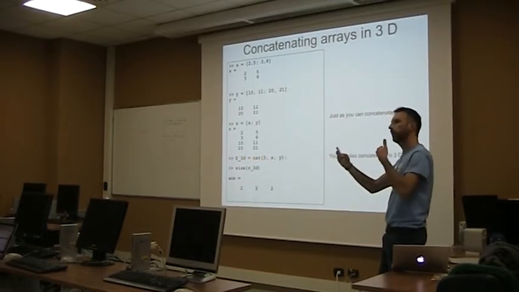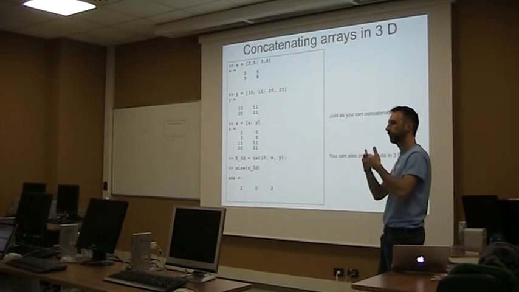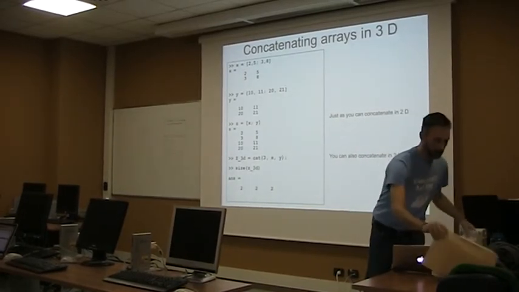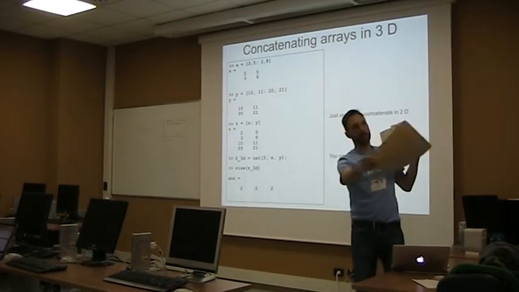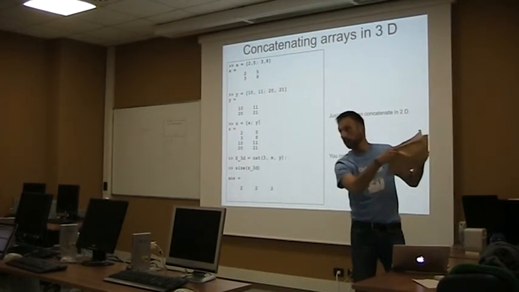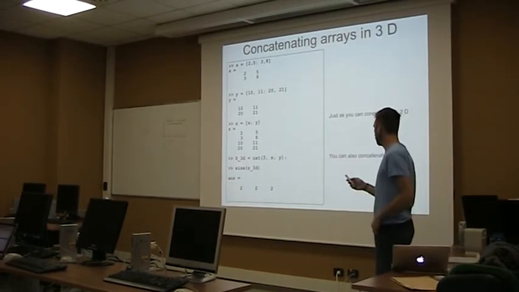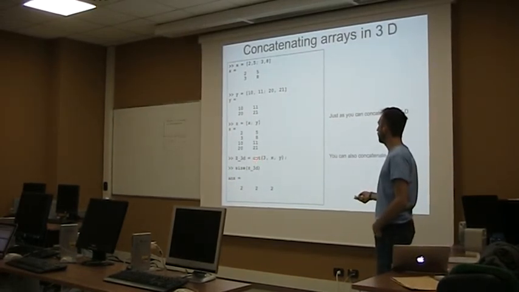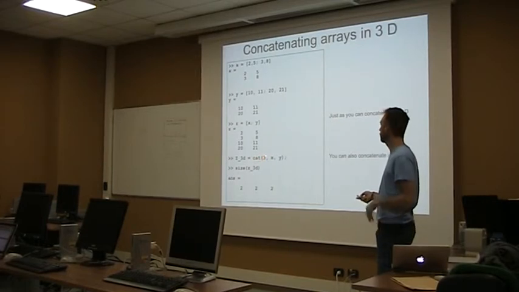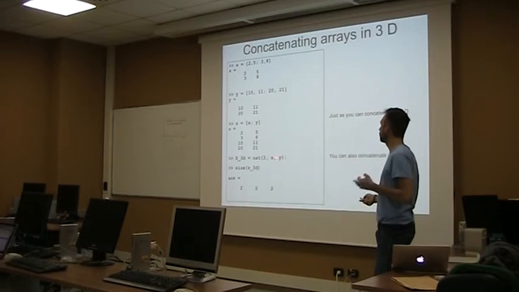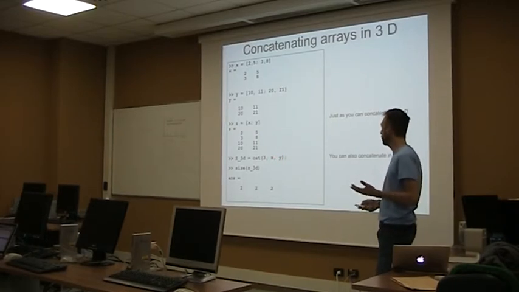X and Y attached one behind the other. Imagine you have 2 sheets of paper. One is X, one is Y, and I'm going to put them like this in the 3rd dimension, one behind the other. That's what we're doing here by using the function cat, open parenthesis, 3 because it's in the 3rd dimension, and then the 2 matrices we want to concatenate, X and Y.